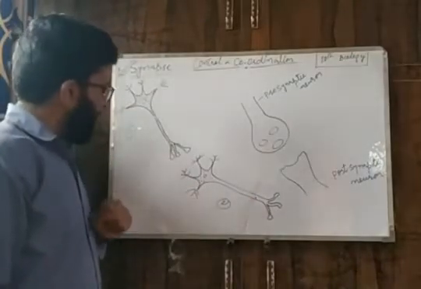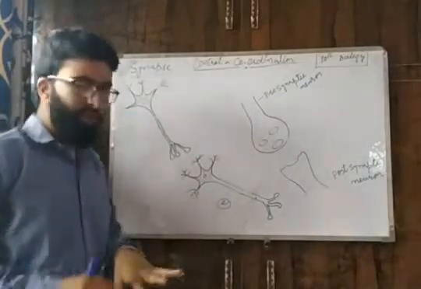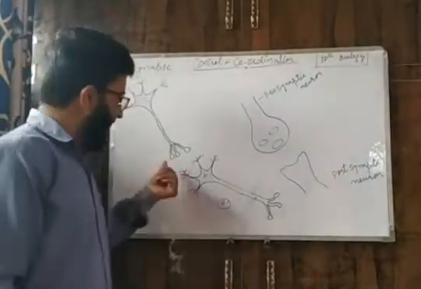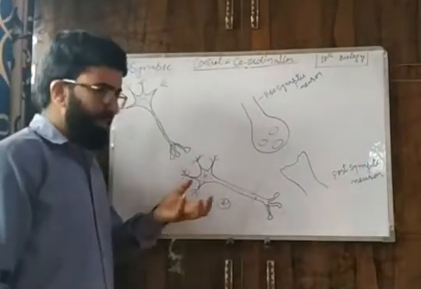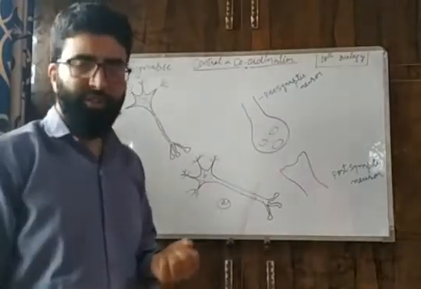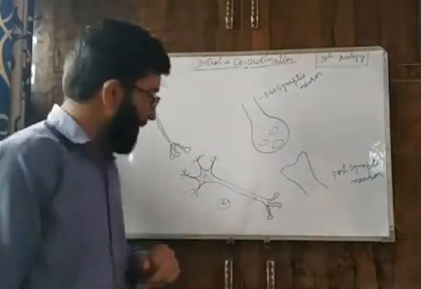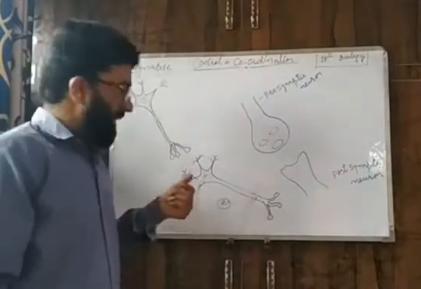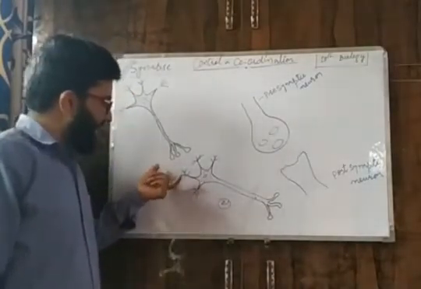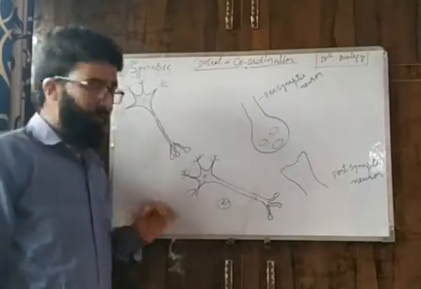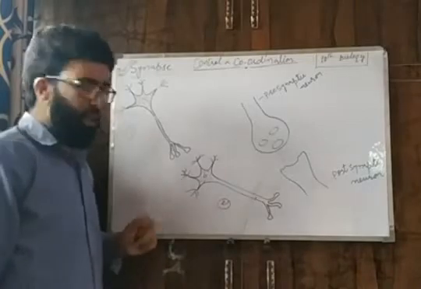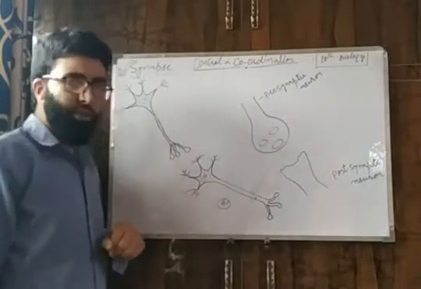At the end of the axon, the axon is branched. These branches are called terminal arborization. Each branch has a knob-like structure at its end, which is called synaptic knob. But any neuron is not in direct contact with another neuron. There is a gap between these two neurons.